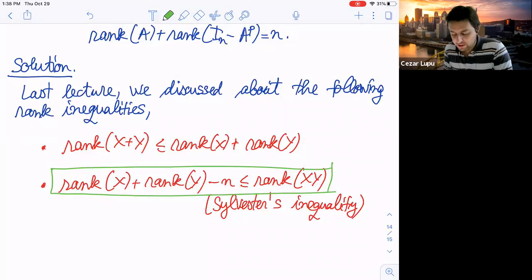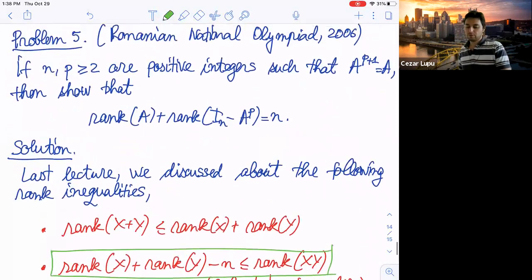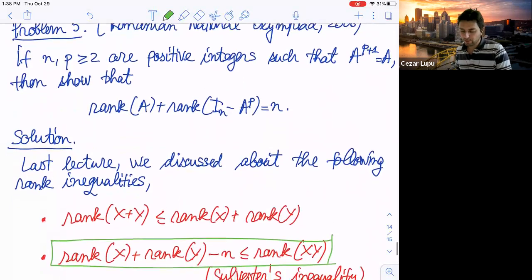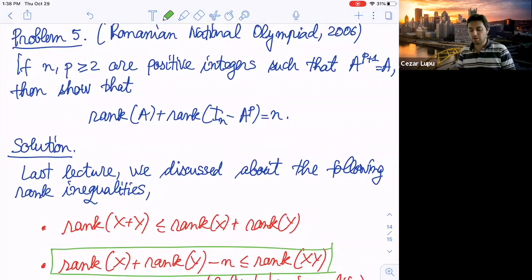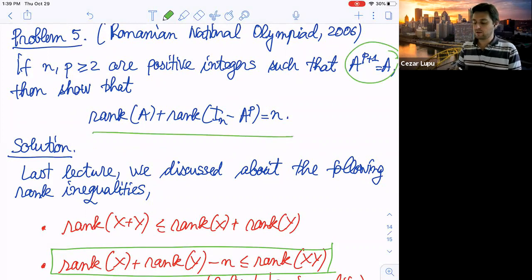And now let's use these two for this problem. In fact, I want you to think of it. So look at these two inequalities and try to use them for your problem. And also keep in mind that we have this relation here. So I know this, I want to prove this.